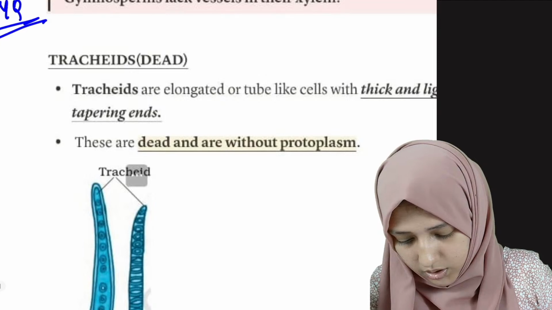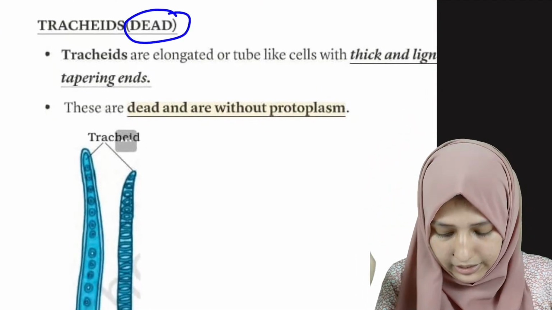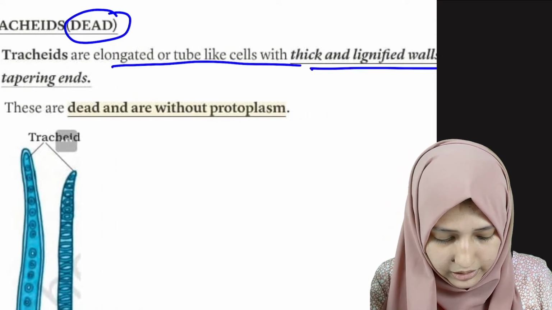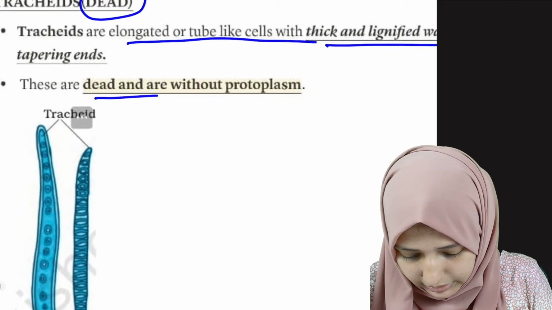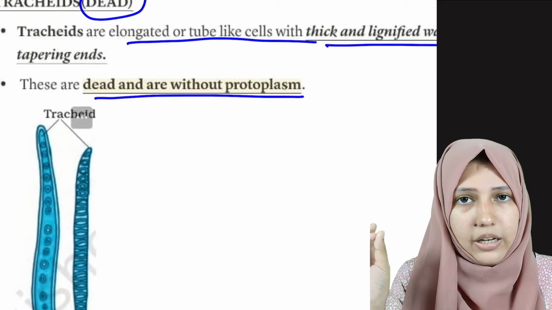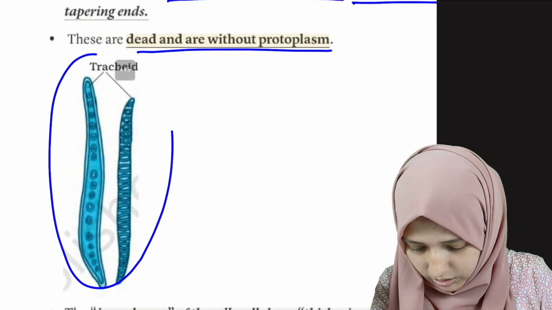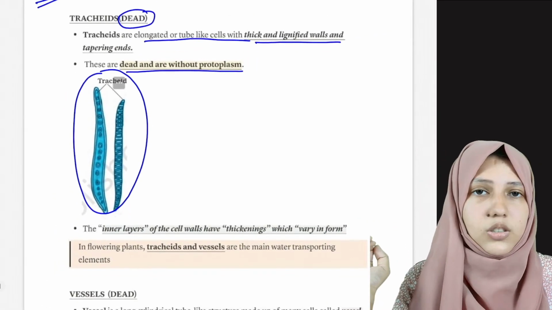Okay. So tracheids. The main property of tracheids is that they are dead. Tracheids are elongated or tube-like cells with thick and lignified walls. Now they are dead without protoplasm. Tracheids are elongated. Just remember this picture. Whenever you hear the word tracheid, remember the picture. These are elongated structures.